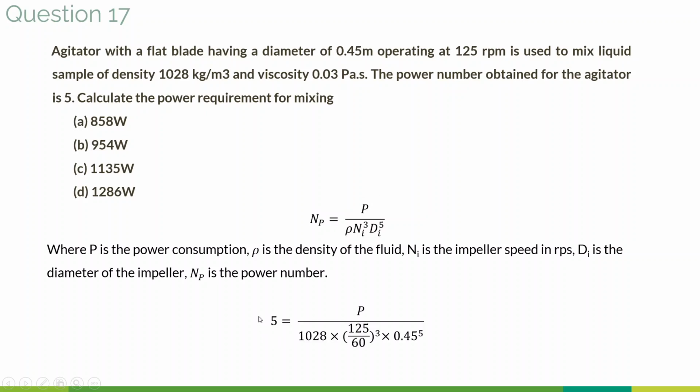So I'm substituting the values. 5 is equal to P divided by 1028 kg per meter cube. RPM, I'm converting it into RPS by dividing it by 60. So 125 divided by 60 the whole power cube, and diameter 0.45 to the power 5. So it's a straightforward question, and from this you can calculate the power requirement to be 858 watts, and hence the answer is option A.